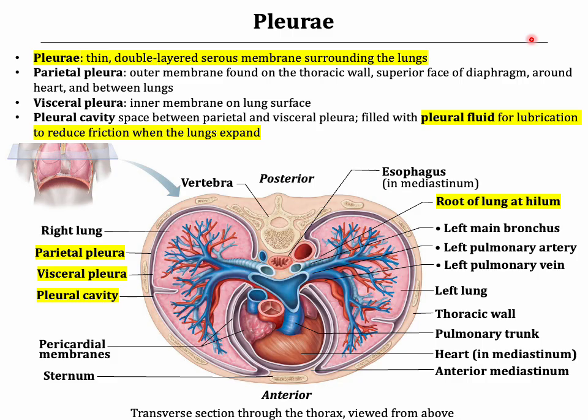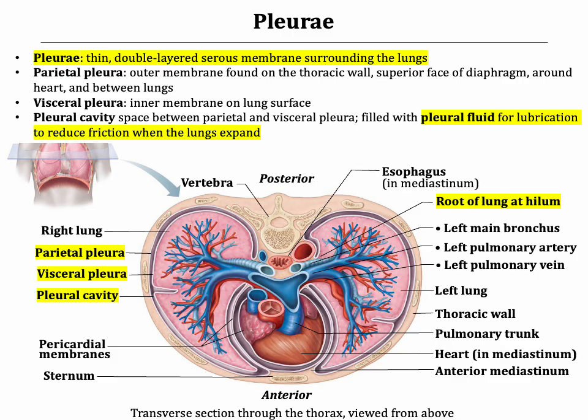Now to talk about the pleura, which is a thin, double-layered serous membrane surrounding the lungs. So a similar concept as the pericardium and the peritoneum, right? These are serous membranes that are providing protection around vital organs. We're looking at a cross-section here of the thoracic cavity, right? We have vertebrae, here would be anterior, the heart, and the lungs on either side.